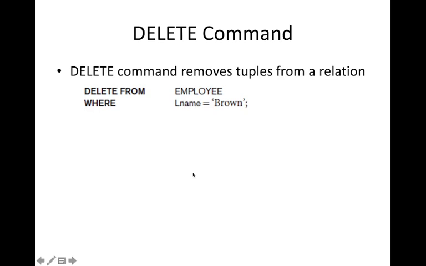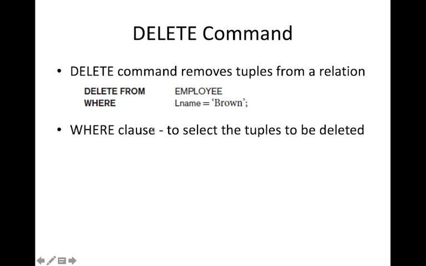Or it may be zero rows. If there is no person with last name Brown, then no rows will be deleted. If there is more than one row with last name Brown, then all those rows will be deleted. If you are saying that salary greater than 1,000, then almost all the rows will be deleted. So whichever rows satisfy the where condition we specify will be deleted, will be removed. So the where clause is to select the tuples to be deleted.